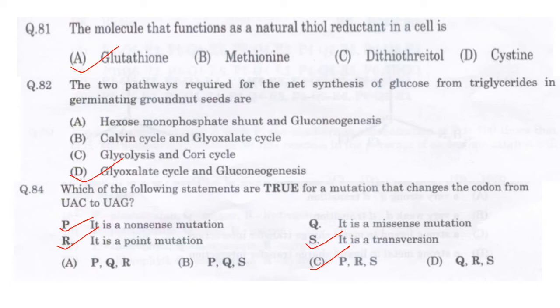Okay, next one. It is a nonsense mutation. Yes, why? Because UAG is a stop codon. So it is a nonsense mutation. There is no amino acid for UAG. So that is correct. It is a point mutation. Yes, only one site has been changed. So it is a point mutation. So answer is P, R and S. So answer is option C.